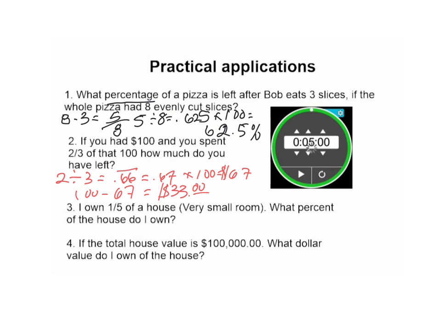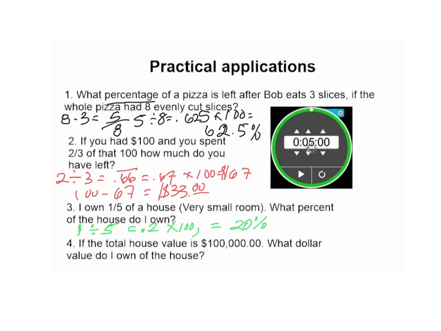Number 3 says, I own 1/5 of a house. What percentage of the house do I own? Okay, I take my fraction and I divide it out. What is 1 divided by 5? The top number divided by the bottom number. Well, 1 divided by 5 equals 0.2. And to find out what a percentage is from a decimal, I multiply times 100. So it equals 20%.